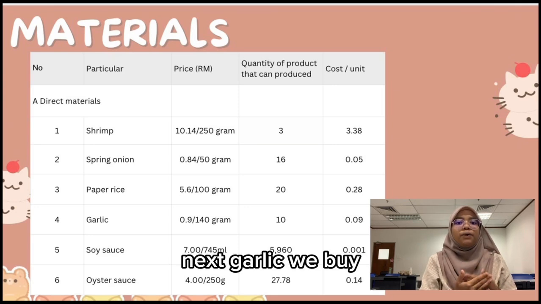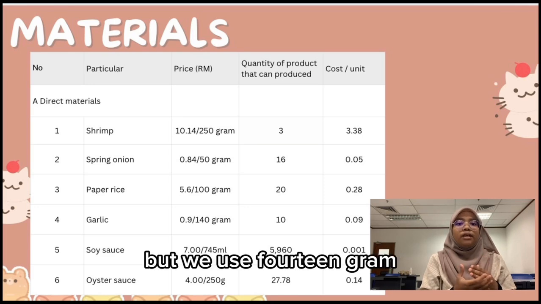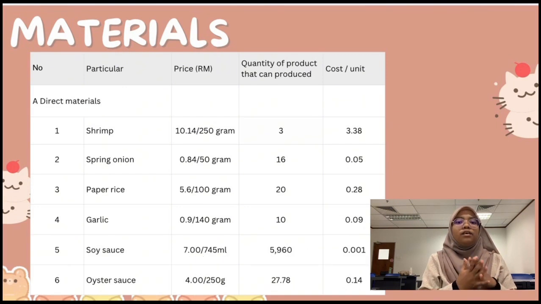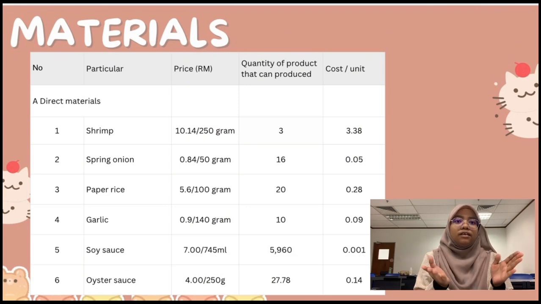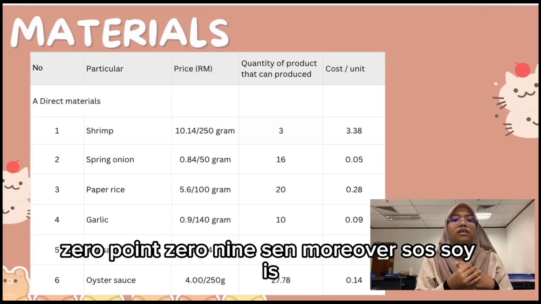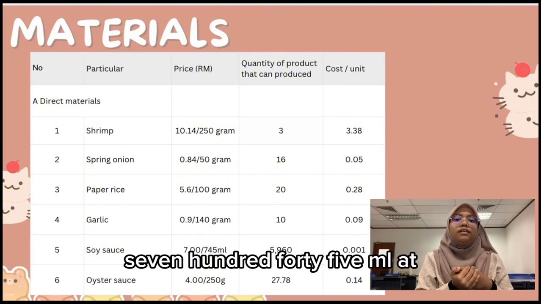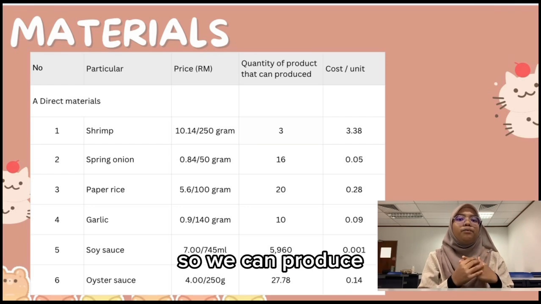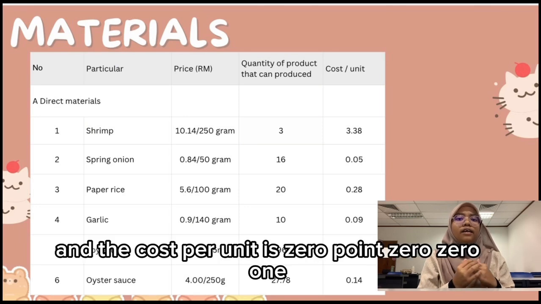Next, garlic. We buy 140 grams at 0.9 cents, but we use 14 grams, which is 2 pieces. The amount of garlic makes 10 sauces, and the cost per unit is 0.09 cents. Moreover, soy sauce is 745 ml at 7 ringgit, but we only use 8 grams, so we can produce 5,960, and the cost per unit is 0.08 cents.